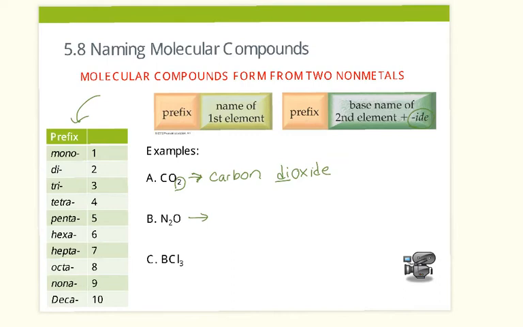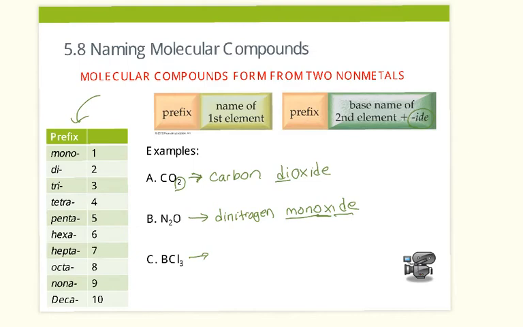Okay. Here we have two nitrogens. So we have to state that now because it's got more than one for our first element. So dinitrogen monoxide. So you see the mono here, and then ox for the base name of our anion, followed by ide. So for the second element, if it has a 1, we still have to say mono, but not for the first, like we did in carbon.